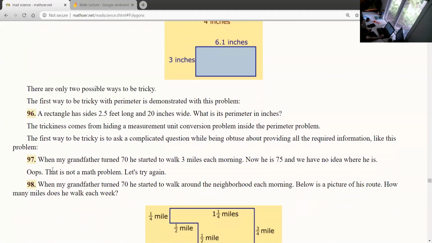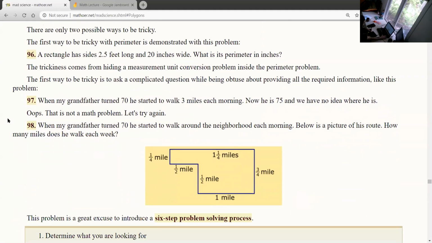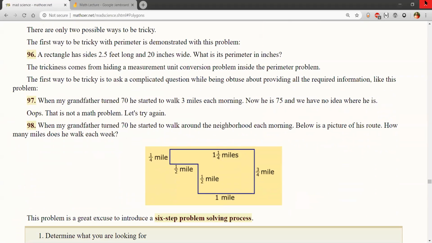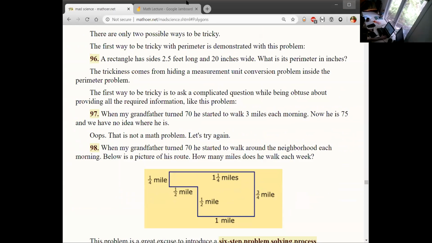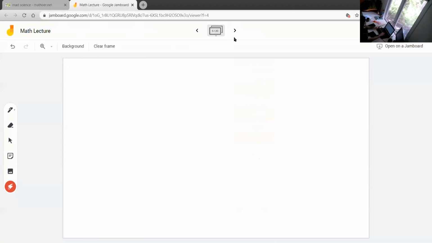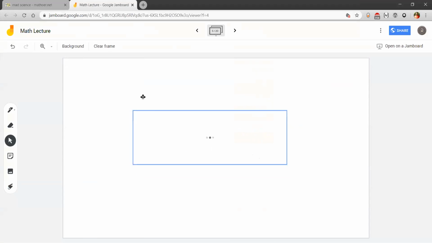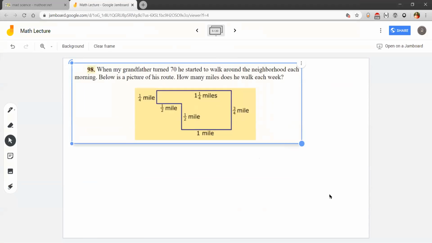this one's a joke. My grandfather turned 70. He started to walk 3 miles each morning. Now he's 75 and we have no idea where he is. But here's the actual problem. That's funny. I hope it's not too annoying when I make things wide and narrow. That joke just clicked, and I just wanted to tell you that's funny.